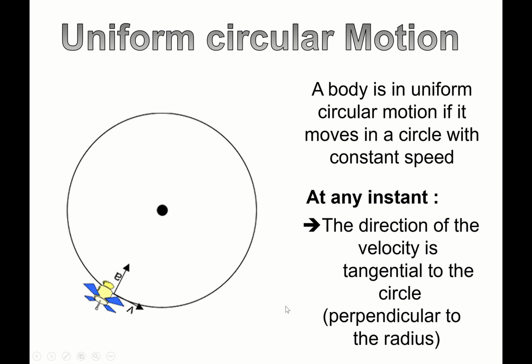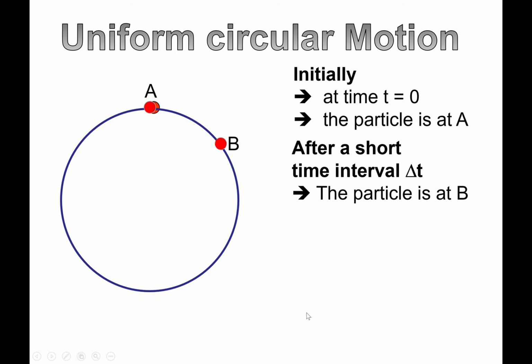In this video, we are going to discuss the introduction of circular motion. For the first part, we are going to discuss uniform circular motion. A body is in uniform circular motion if it moves in a circle with constant speed, let's say v. At any instant, the direction of the velocity is tangential to the circle, which is perpendicular to the radius.